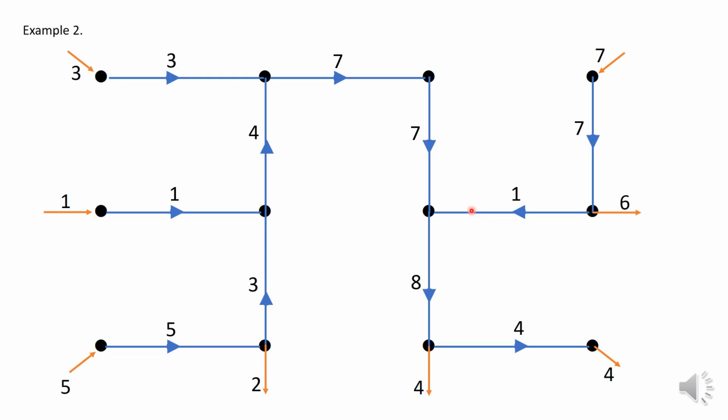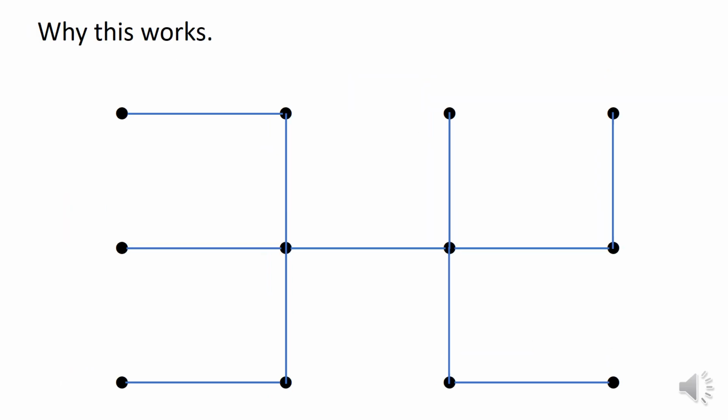We just find the flow, the unknown flow at each node that will provide equilibrium. Now let's try to understand why this works, why this method we've used in the first 2 examples works. Why does this work? It's because of the tree structure.